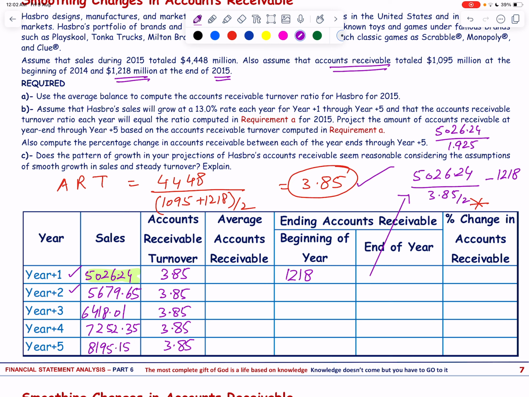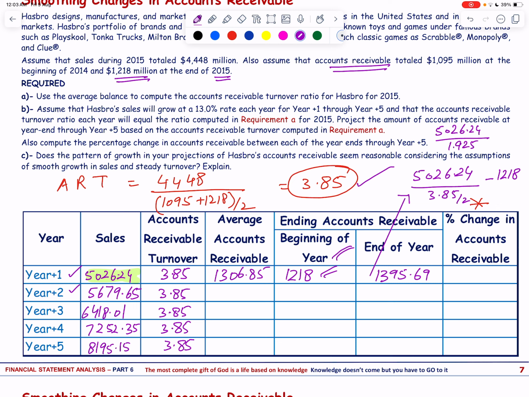2611.03, and from this we are going to subtract the beginning inventory, that is 1218, and this is equal to 1395.63. So, oh, sorry, 1395.69. And then if we want to calculate the average accounts receivable, it is beginning of the year plus ending of the year, that is 1218 plus 1395.69, and this will be divided by 2, that is 1306.85.